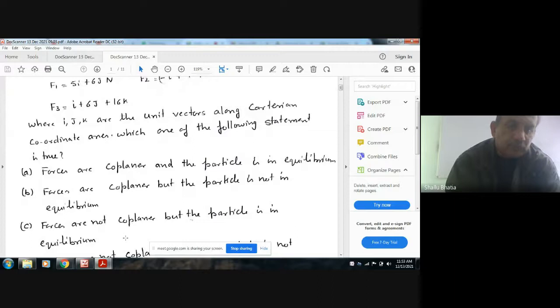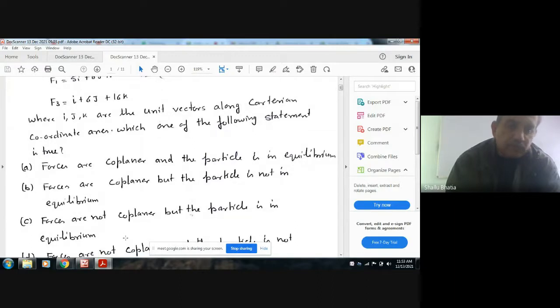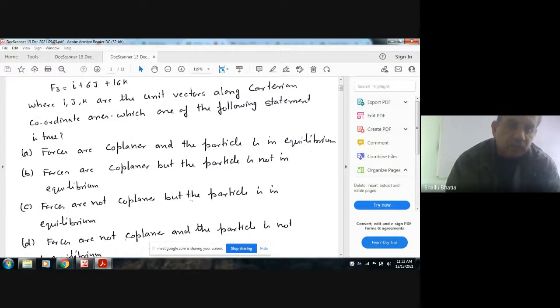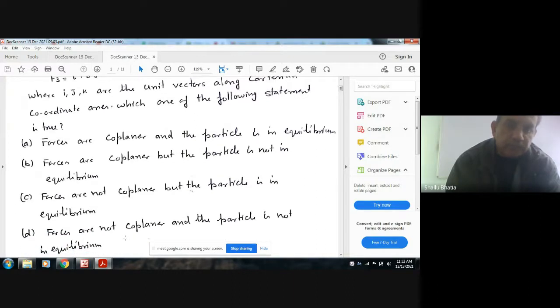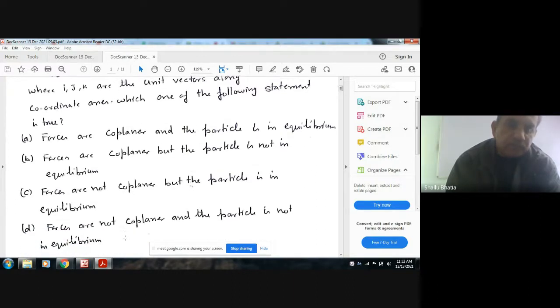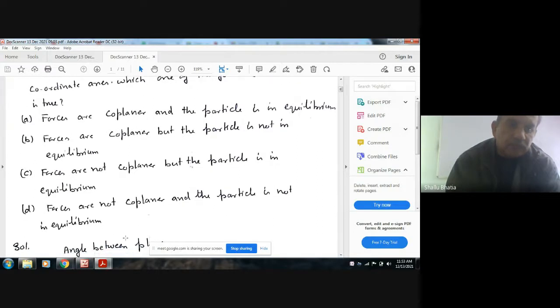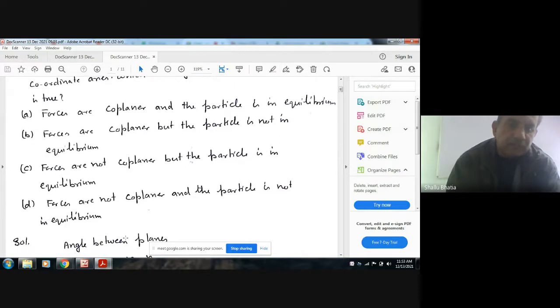Option A. Forces are coplanar and the particle is in equilibrium. B. Forces are coplanar but the particle is not in equilibrium. C. Forces are not coplanar but the particle is in equilibrium. D. Forces are not coplanar but the particle is in equilibrium.